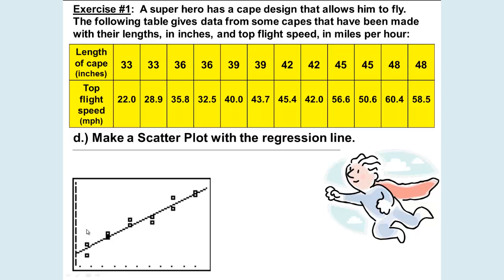Part D is to look at the scatter plot with the regression line. And if we stored it in y1, or if we type the equation into y1, we should then have the scatter plot with the regression line.